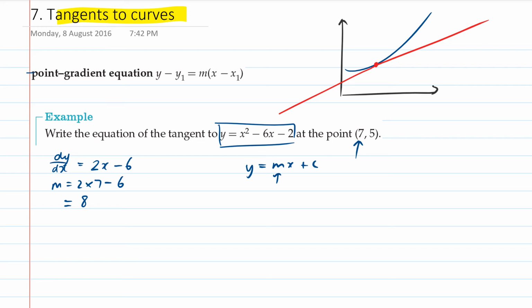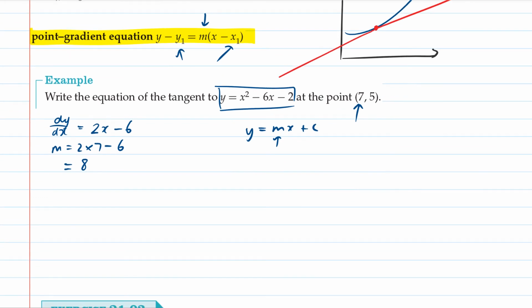Now up here I've got the gradient point equation, which is on your formula sheet, and that's a way for us to find any straight line equation so long as you have a gradient and a set of x and y coordinates. So I'll demonstrate how we can use that. So I'll write it out. y minus y1 equals m(x minus x1).